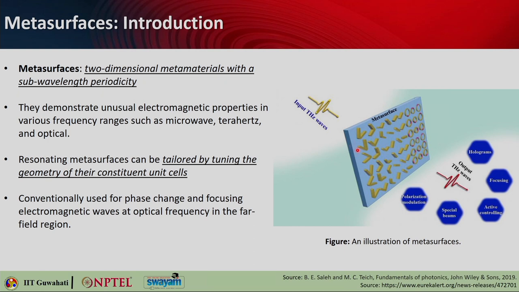Here is an illustration of a typical metasurface. You see it is very thin, basically a 2D material with all these unit cells which are working on the phase of this incident terahertz wave. It can be terahertz, microwave or optical depending on the frequency range you are looking at. But what it can do is modulate the phase or the amplitude or the polarization. So, that way you can actually get polarization modulation, spatial beams, active control, focusing, hologram. All these different things can be generated by using metasurfaces.